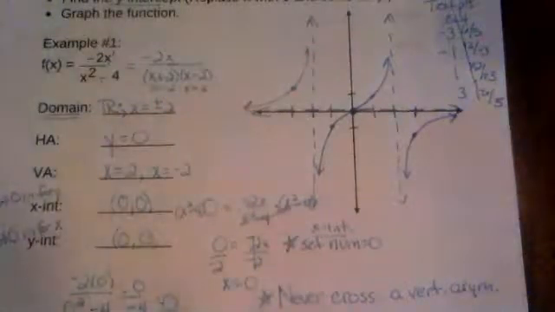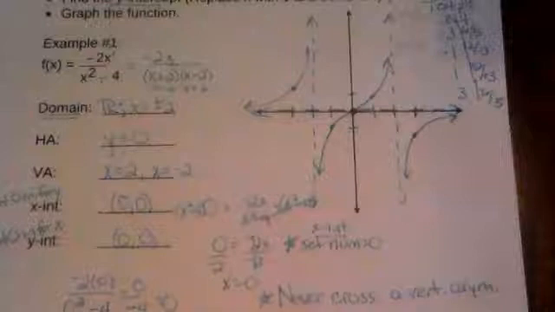Now, the more x and y intercepts that you have, the more points you get, the fewer of these test points you'll have to do, but you are going to have to run some test points to figure out what's going on in each of the sections of our graph that are created by your vertical asymptotes.